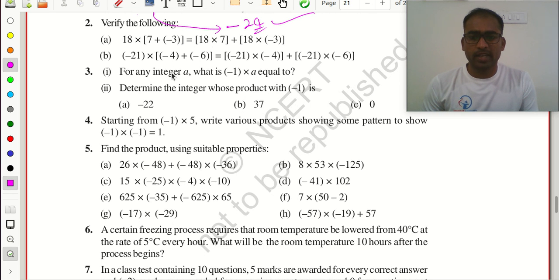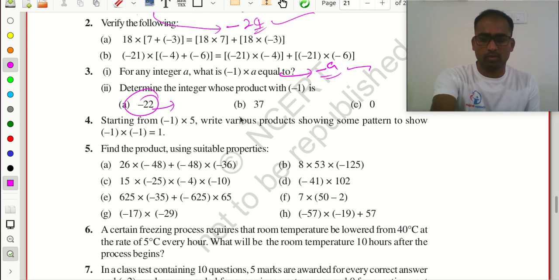Yes. Next, for any integer a, what is minus 1 multiplied with a? It is equal to minus a only. Okay? And determine the integer whose product with minus 1 is itself. It is 0. So this is the answer.